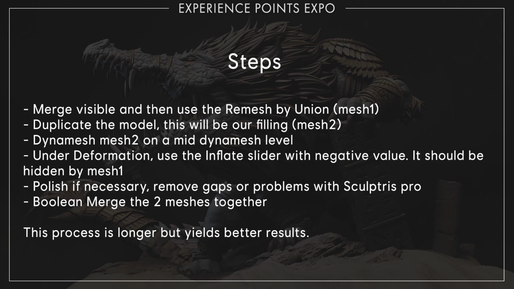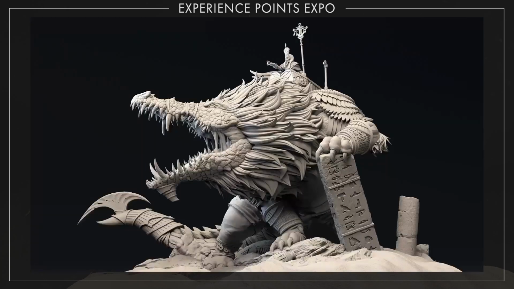You can use Dynamesh again, or you could use Sculptris Pro, which basically does the same thing as Dynamesh, but a bit faster, I guess, and a bit more flexible. So this process is longer than just merging everything and Dynameshing it, but usually it yields better results. So this is the final look of the Ammut. This time I have the priest standing on him, so proud.